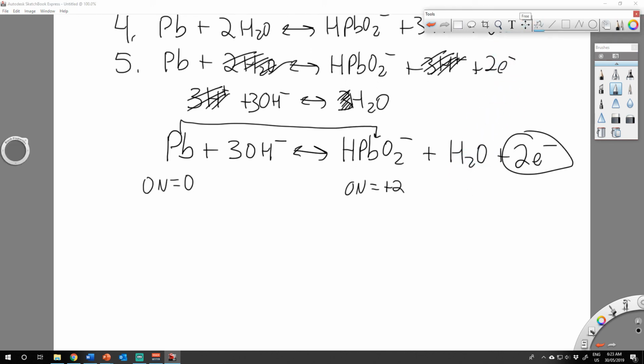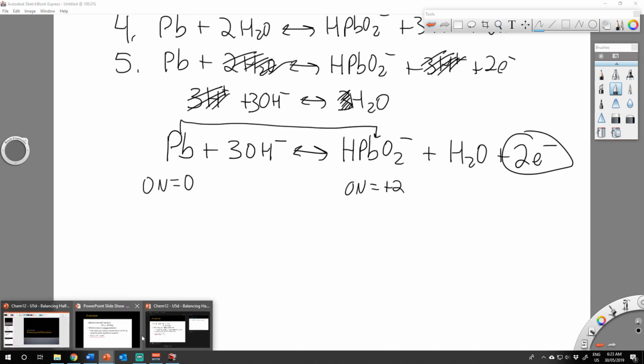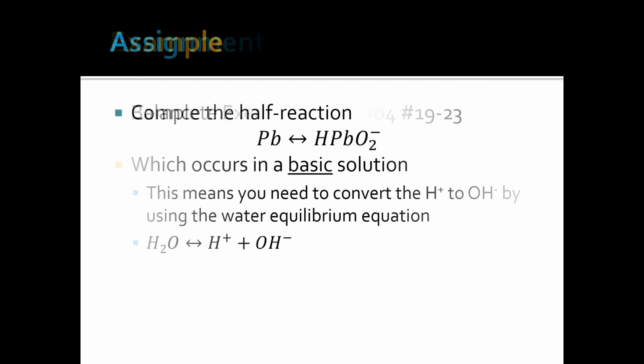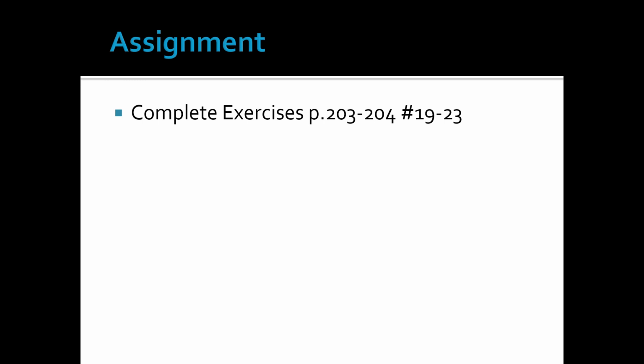Okay. All right. I highly encourage you guys to practice this on your assignment, which is as follows. Do as many as you can. And as long as you follow the steps, don't skip anything and take your time at first, then you should be perfectly fine. All right, have fun with it.